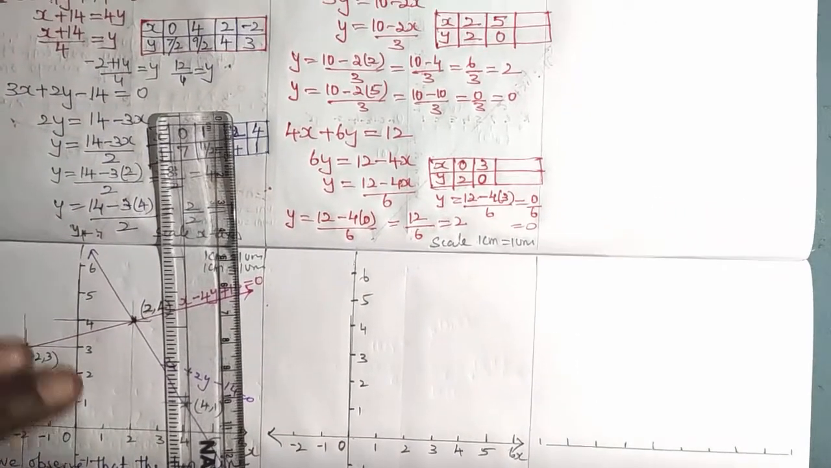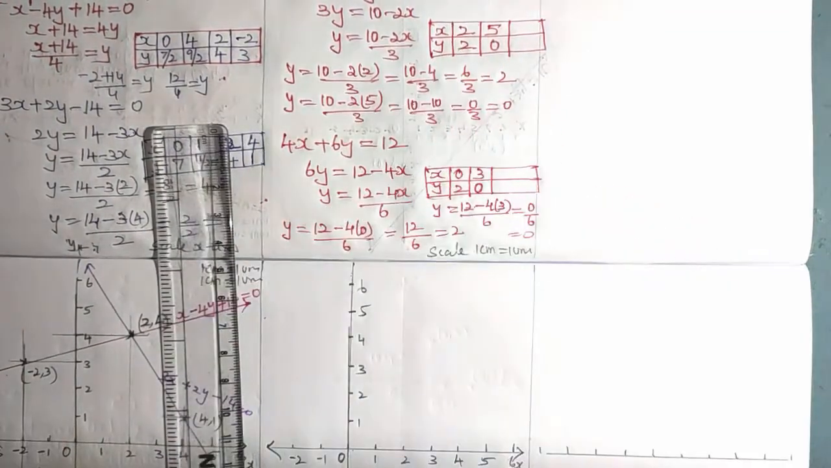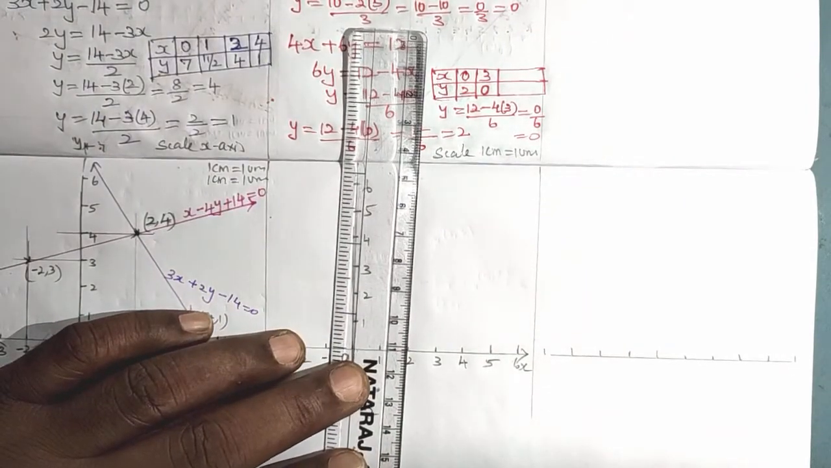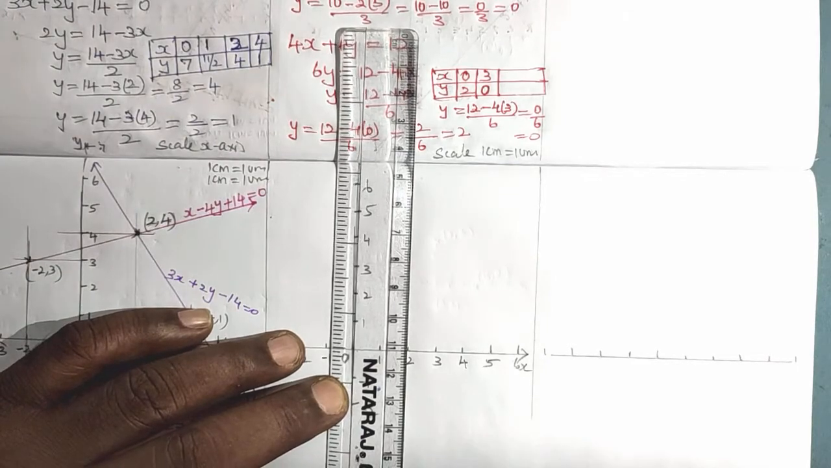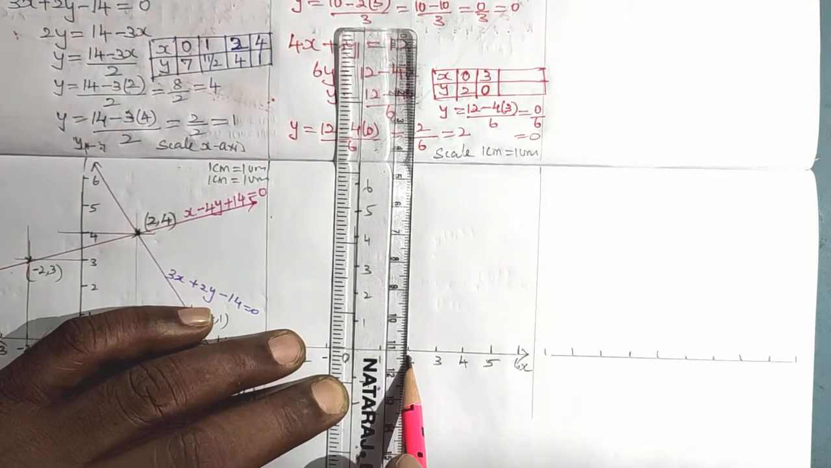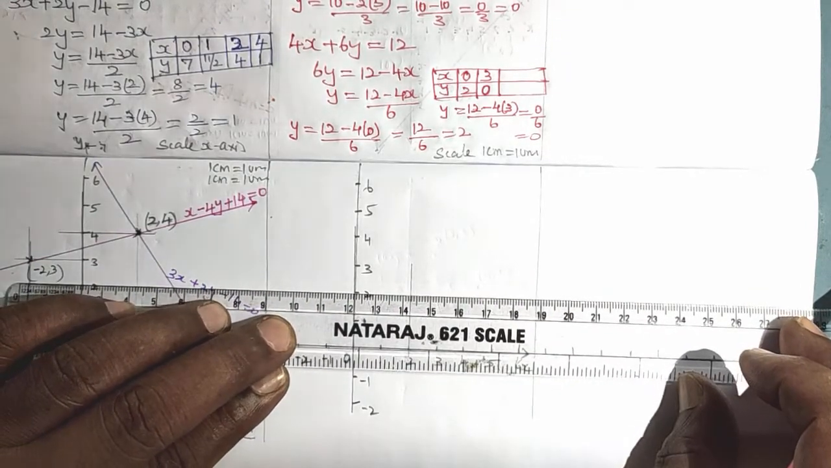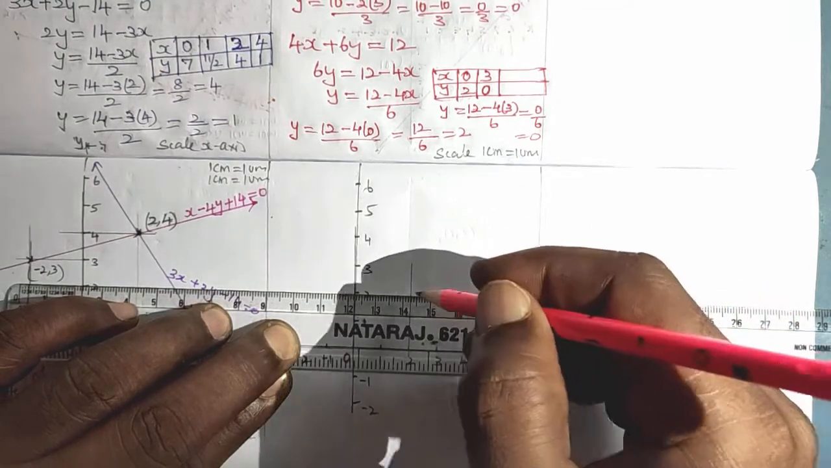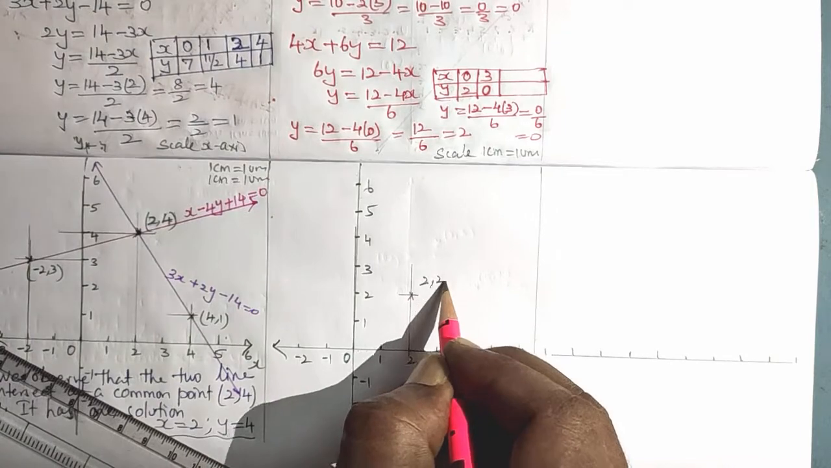Now let me plot these points here. What is the point for the first equation? 2, 2. So x is 2 and y is also 2. I will write x is 2, y value is also 2. So this is the point of intersection, 2, 2.